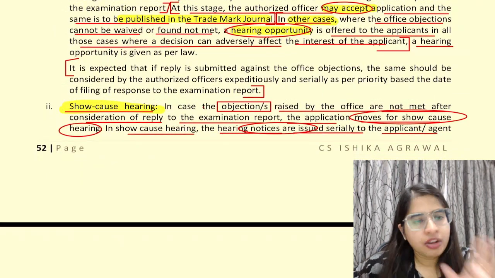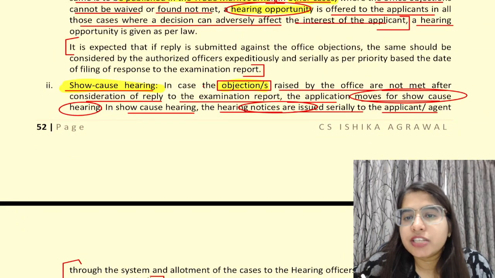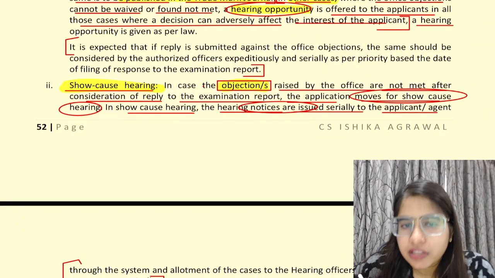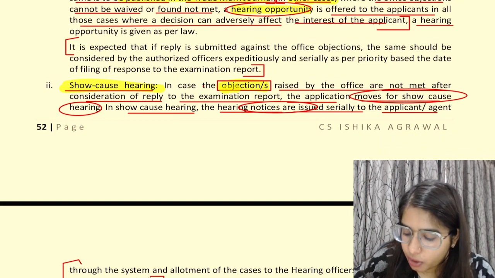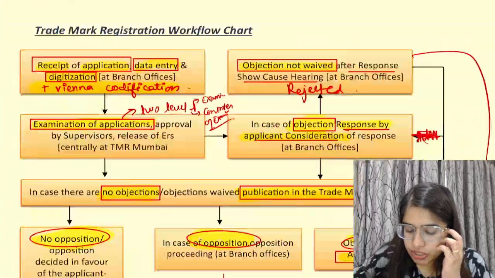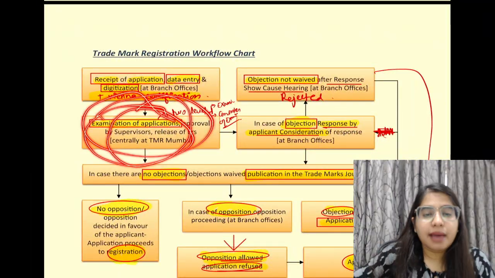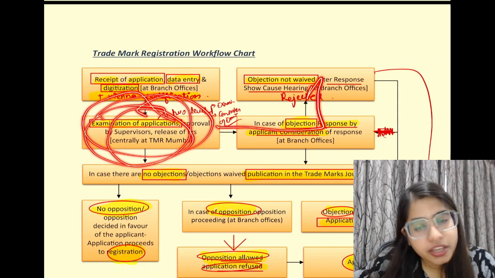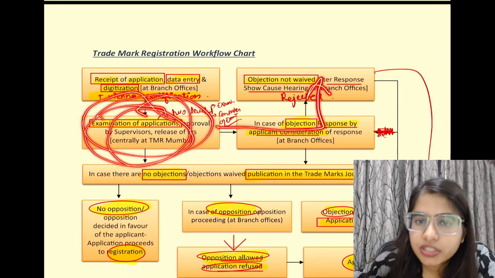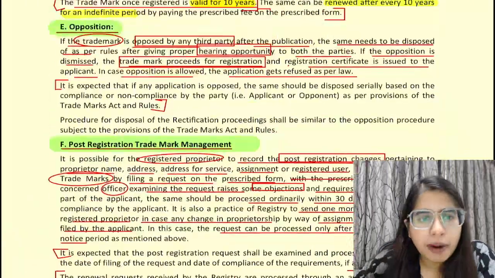Okay. Now, show cause notice. Show cause hearing means that if an objection is raised by the office, that you are not meeting the reply, the objection is raised at the first stage only, during the examination stage. If any objection is raised during this examination stage, they will issue me a show cause notice. Hearing will be done, and both the parties will be heard.